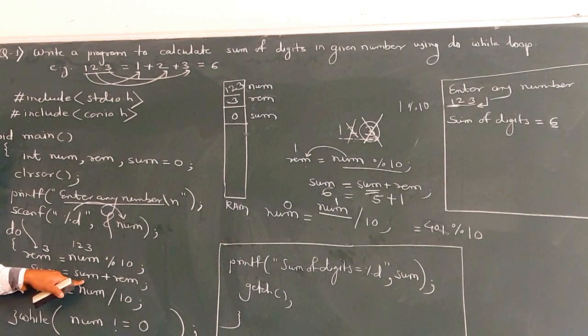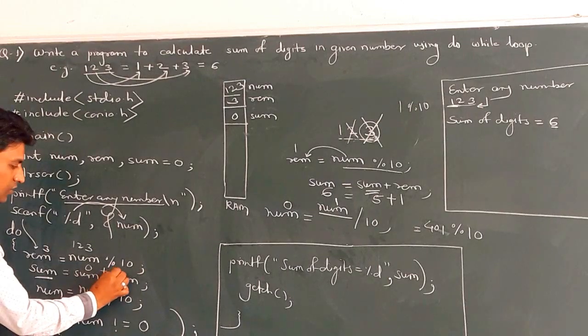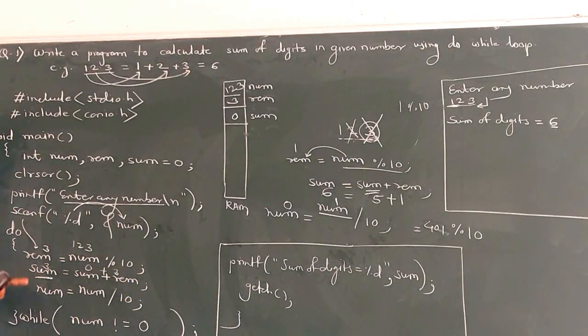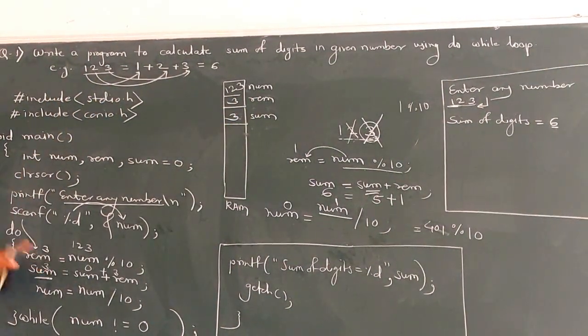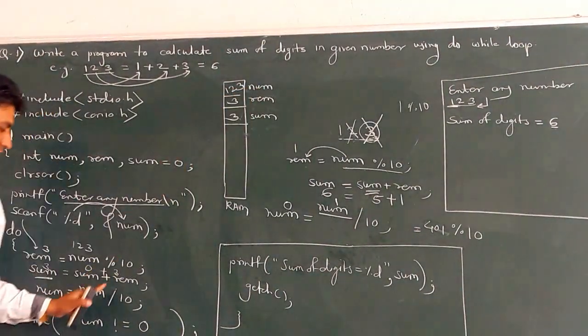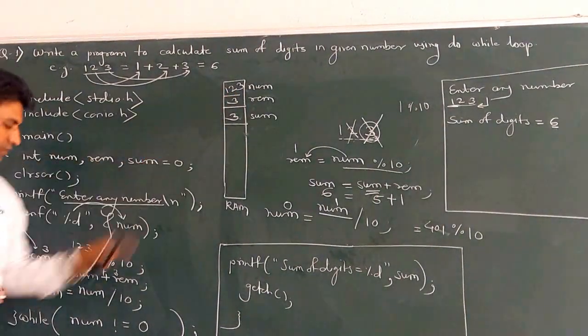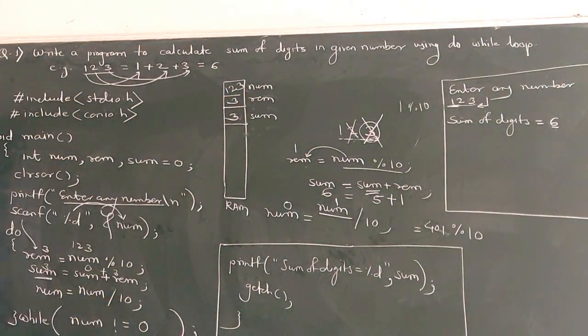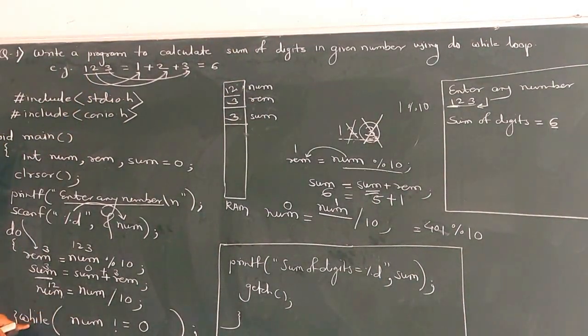Next step. What is the next step? Sum plus reminder. What is the sum? The initial value of sum is 0 plus 3. It becomes 3. So now sum gets replaced by which value? 3. Next step, num. What is the current value of num? 123. 123 divided by 10 gives you the quotient. What is the quotient? 12. Then 12 is saved into the num variable. So now num becomes 12. After that comes the conditional part.